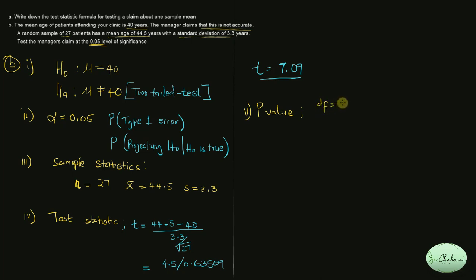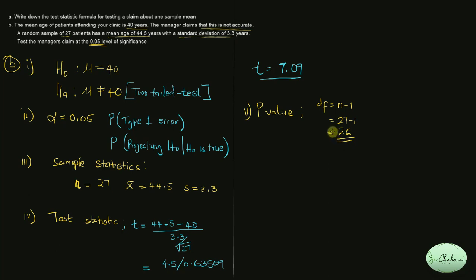So the degrees of freedom for a one sample t-test are given by n minus 1, where n, of course, is the sample size. So we have 27 minus 1, which is 26. So we are working at 26 degrees of freedom.